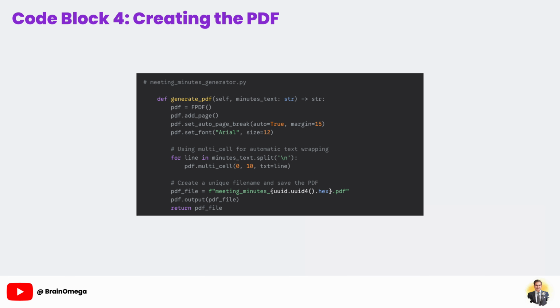The key component here is the multi-cell function. We loop through each line of our generated minutes and add it to the PDF using multi-cell. This function is great because it automatically handles text wrapping, so we don't have to worry about lines running off the page. Finally, we generate a unique file name using Python's UUID library to avoid overwriting files, save the PDF, and return the file path.